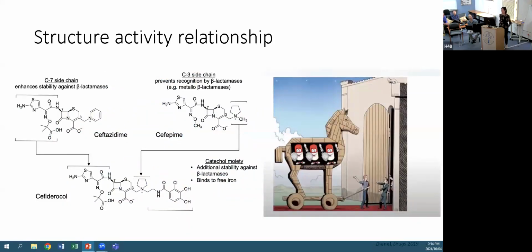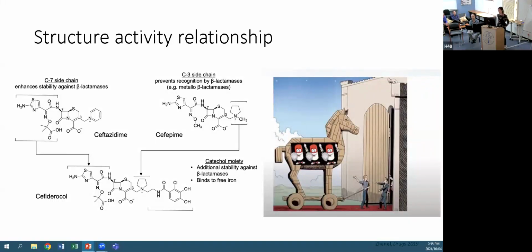This is the chemical structure of the molecule. Cefiderocol contains a cephalosporin core with two side chains. Its chemical structure is similar to ceftazidime and cefepime, which makes Cefiderocol stable against hydrolysis by beta-lactamase. The unique chemical component is the catechol moiety on the C3 side chain, which chelates iron and mimics naturally occurring siderophores. After chelating iron, Cefiderocol is actively transported into the bacteria by its iron uptake system.